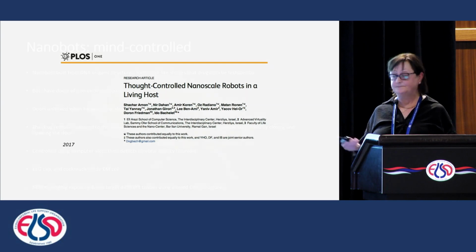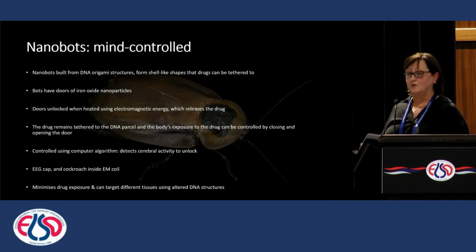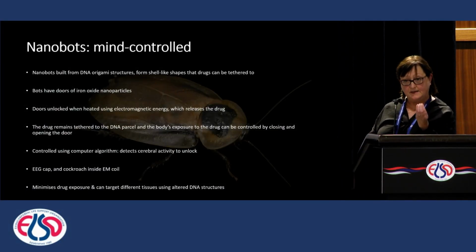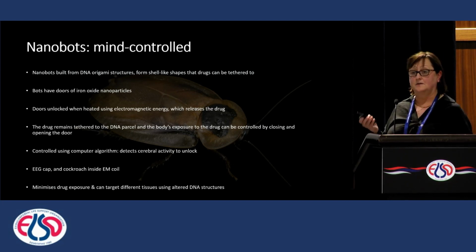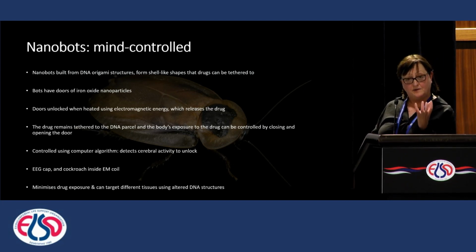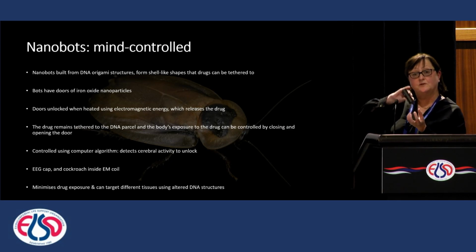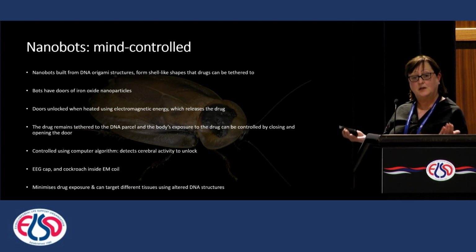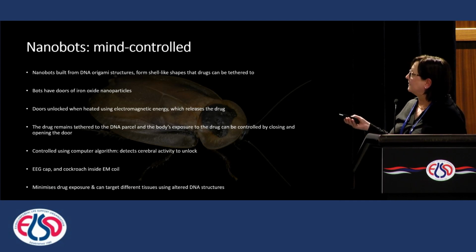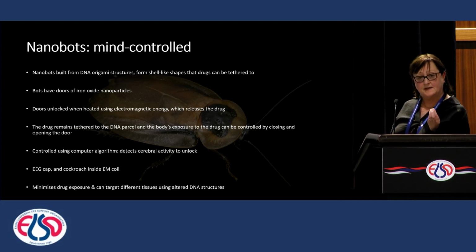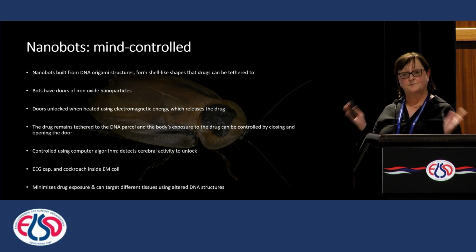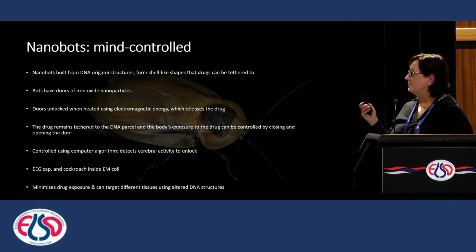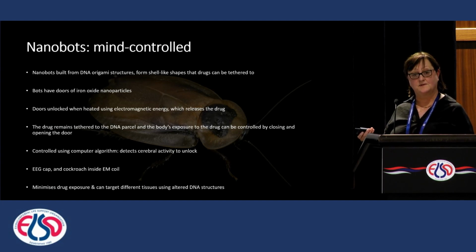So what they did was they made some nanobots. So it's basically origami DNA. And they have these doors of iron oxide nanoparticles. And then within the origami DNA, they put a fluorescein dye. Okay, then they close those little doors. And the drug sits in this origami DNA, and you can open and close the doors and expose the patient or the cockroach to more or less of the drug, or in this case, a fluorescent particle.